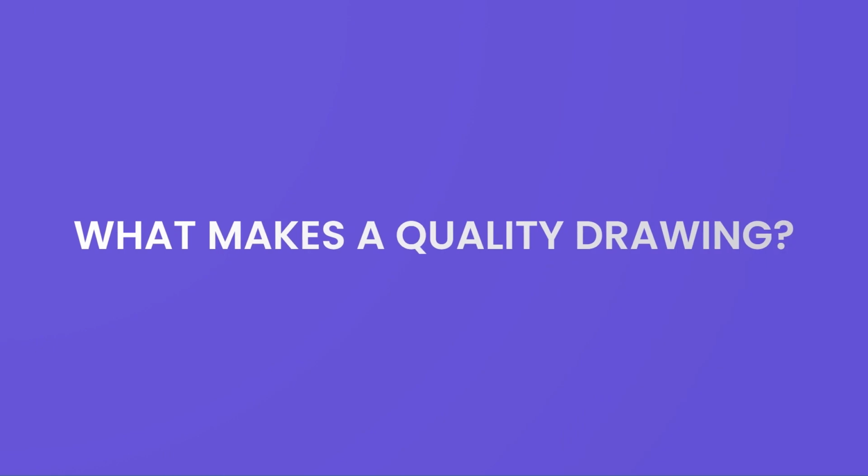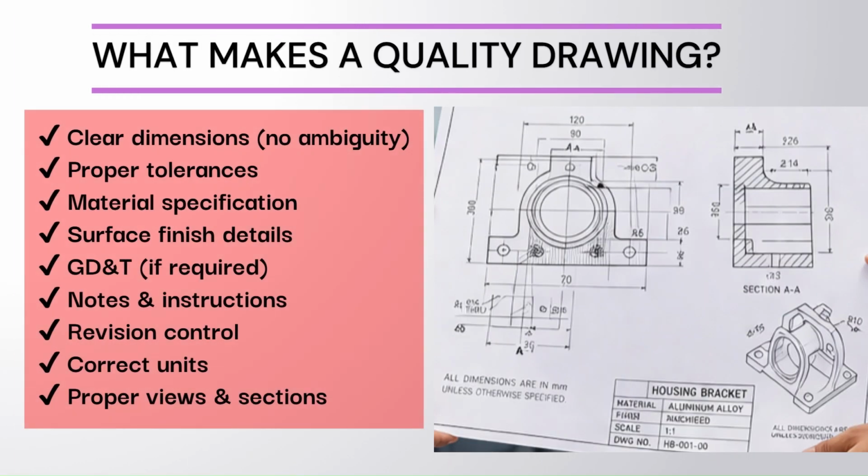So a good drawing has clear dimensions, proper tolerances, material specification, and surface finish details added. Geometric dimensioning and tolerancing is added if required, notes and instructions are properly given, and revision control is there, correct units are there, scale is properly added, and proper views and sections are added. So we need to cover all these points and other required points in the drawing.